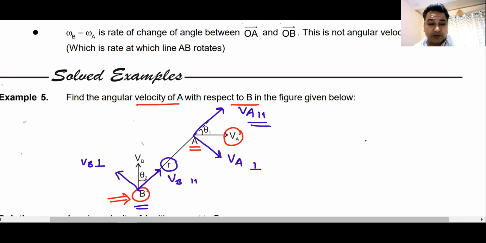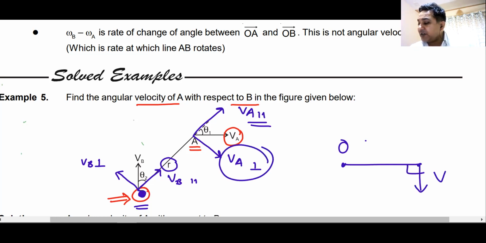Now, what is the perpendicular component doing? To understand the perpendicular component, we become the center of the circle. So just like a circle, a center, a radius, and you see a velocity which is perpendicular to the radius. Because of this perpendicular velocity, you will see that this particle A is moving around B. So you find the value of this velocity of A with respect to B in the perpendicular direction.